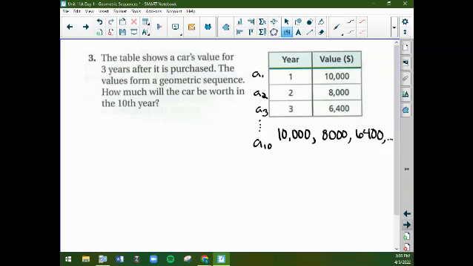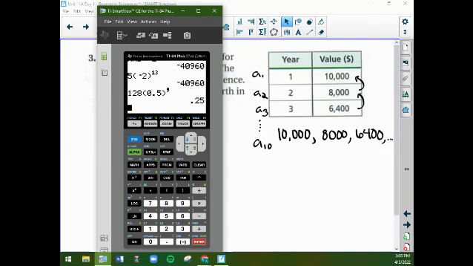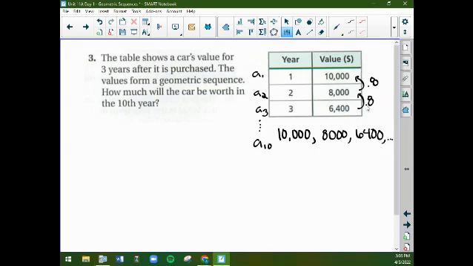All right, so before we can even do that, we need to find the ratio. So we divide backwards in order to find that ratio. So I'm going to use my calculator, just like what we've been doing, just bigger numbers. I'm going to take 6,400 and divide it by 8,000. And I got 0.8. Okay, so let me check. Do 8,000 divided by 10,000 to make sure that I get 0.8. So the common ratio is 0.8. Okay, my first term, my a sub 1, is 10,000.